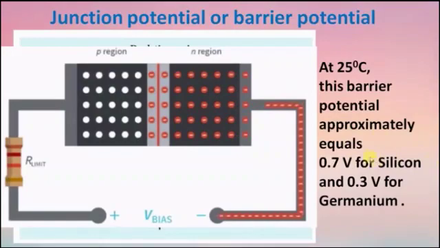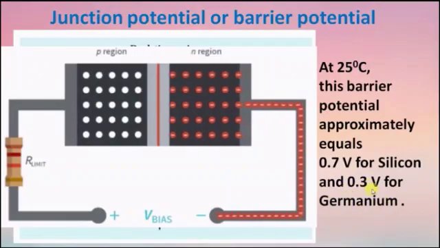Okay, so the barrier potential of silicon is 0.7 volt and the barrier potential of germanium is 0.3 volt.